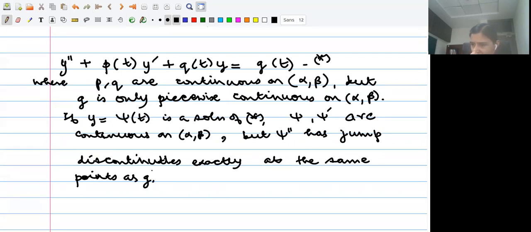Okay. So similar remarks apply to a higher order equation also. The highest derivative of the solution appearing in the differential equation has jump discontinuities at the same points as the forcing function. But the solution itself and all its lower derivatives will continue to be continuous even at these points. Something to be careful about.